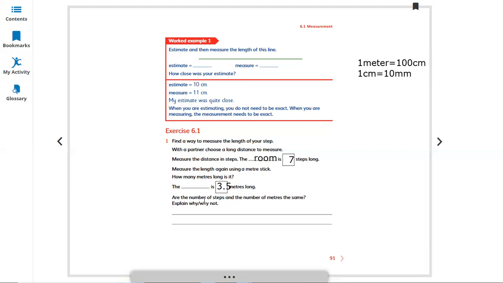Okay, are the number of steps and the number of meters the same? Explain why or why not. Obviously not, because two steps equal 1 meter. So we are just, you can say, estimating. But when we measure with the scale, with the meter, then we can accurately find the answer. Let's move to the next page.